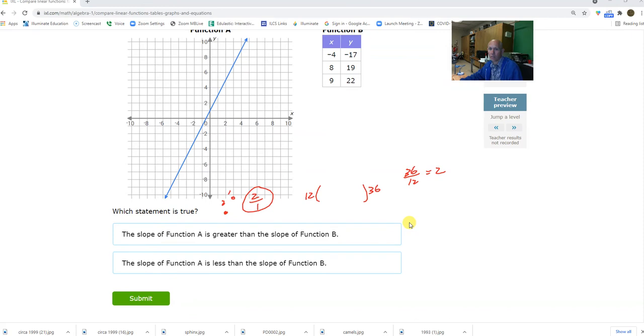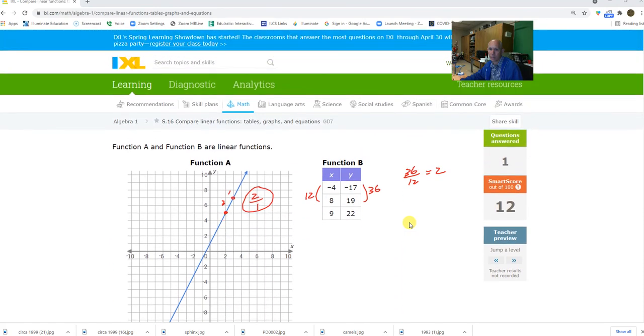The slope of A is, rise over run, 2 over 1. Oh my goodness, this is a 3, isn't it? That should be a 3. Function B is a 3. Mr. Barr, that's a 3. Mr. Barr can't write on the screen. Mr. Barr is talking in third person. Oh my goodness. There, that's a 3.